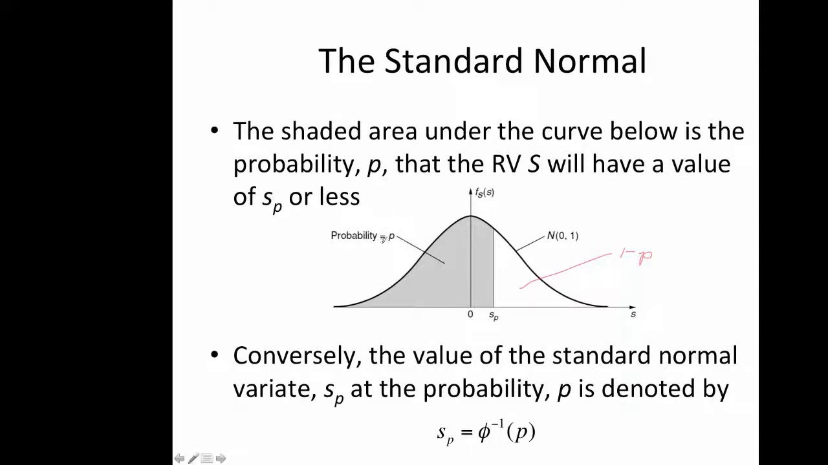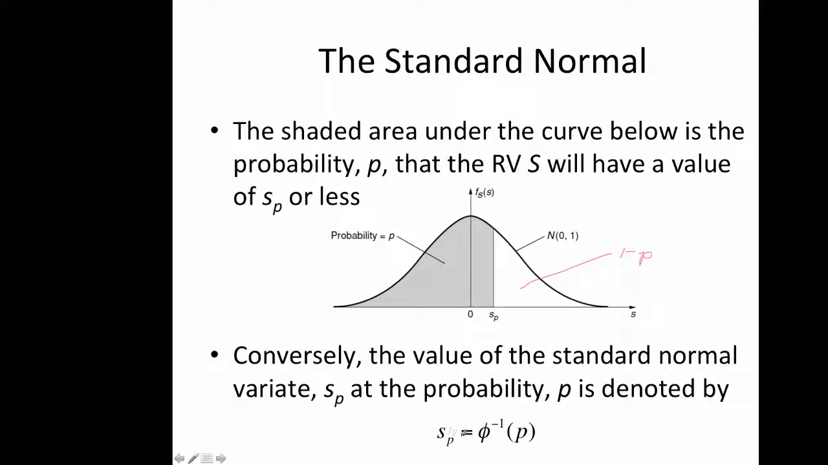Instead of getting the probability out of that question, what we want to do is get the value S sub p that's associated with this probability. So the top wording is the probability that's associated with S sub p. The bottom wording is the S sub p that's associated with this probability. We do that by this notation here.